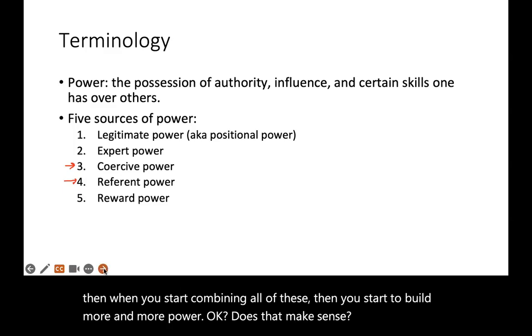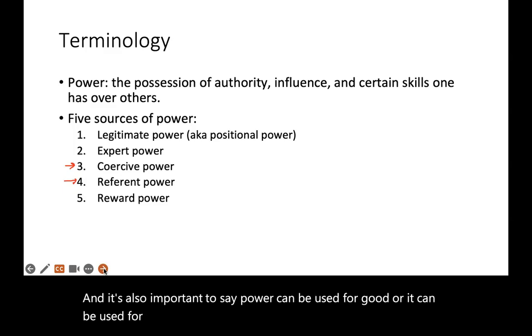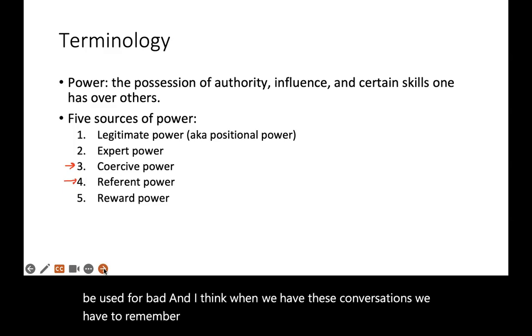And it's also important to say, you know, power can be used for good or it can be used for bad. And I think when we have these conversations, we have to remember that in certain situations, even someone who has coercive power can bring about positive change. Okay.